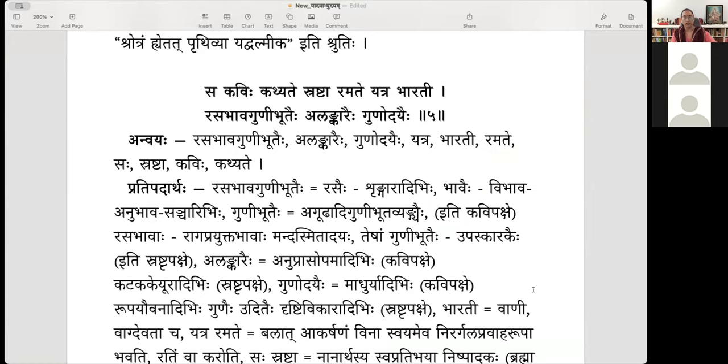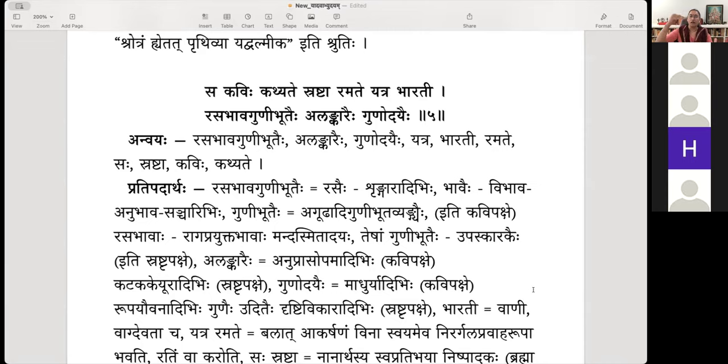So rasa bhavadi guni bhutaihi, we were looking at rasa and bhava. So rasas are nine in number: shringara, hasya, karuna, veera, raudra, bhayanaka, adbhuta, shanta, bibhatsa. I keep forgetting that. So there are totally nine rasas. Shringara adibihi, these gain prominence in a kavyam. So it talked about how we have vibhava, anubhava and vyabhichari bhavas or sanchari bhavas, which contribute to something called sthayi bhava, and the pinnacle of sthayi bhava is your rasa.